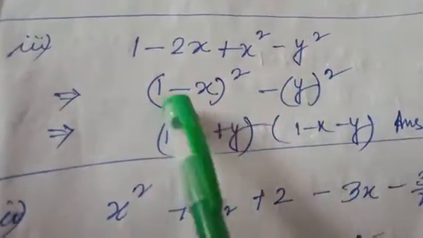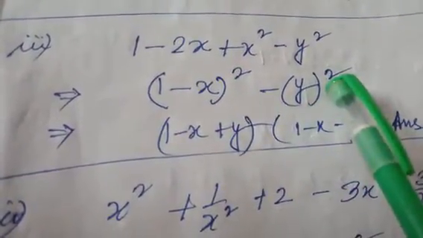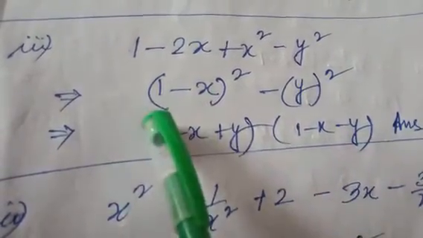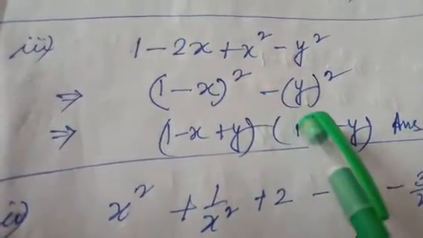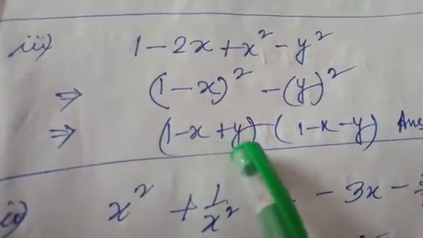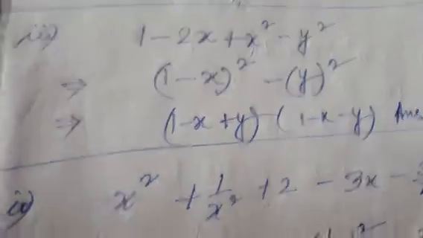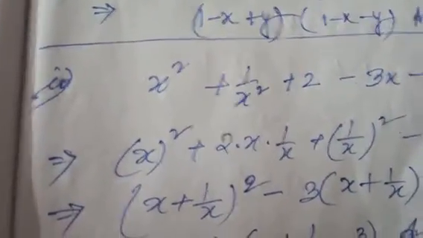So it is a form of a square minus b square again. So it will be a plus b and a minus b, where a is 1 minus x and b is y. So a plus b and a minus b. Clear? Next sum number 4.